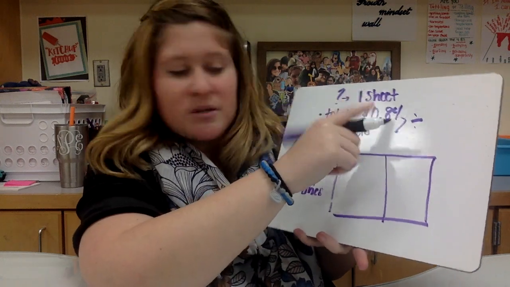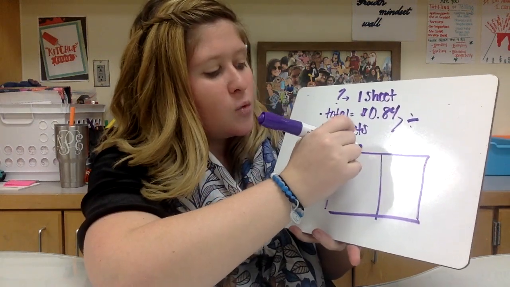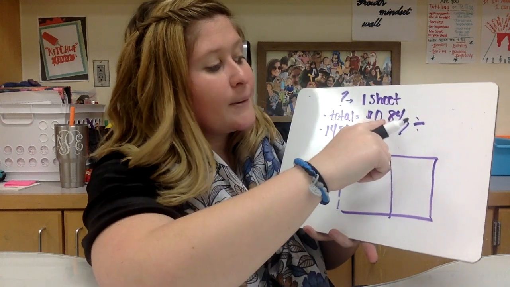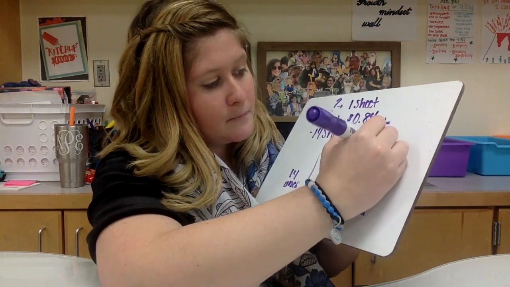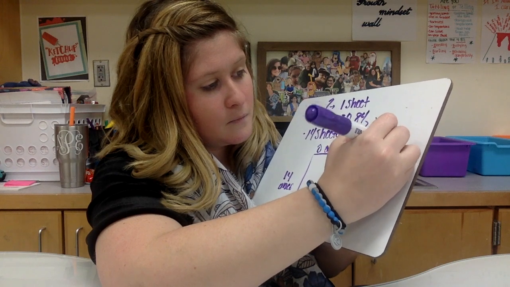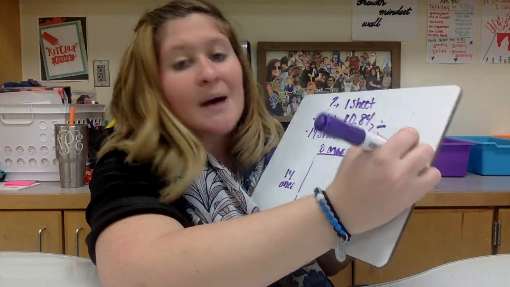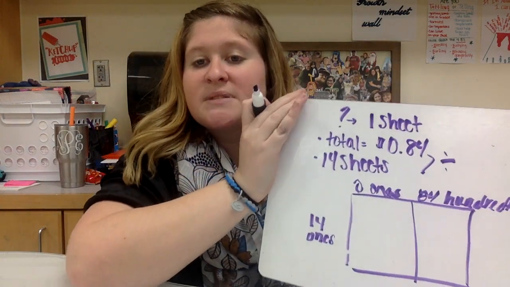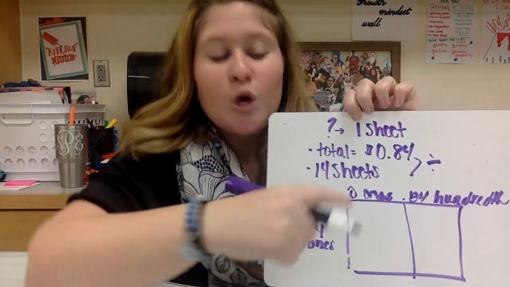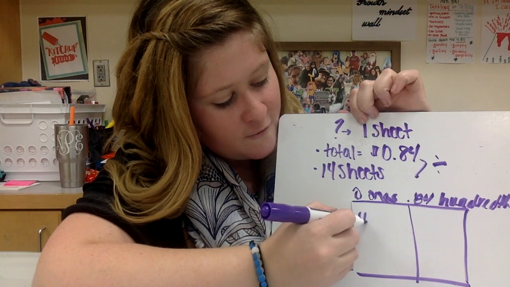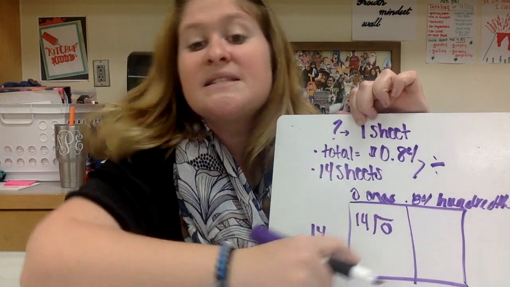Well, 0 is my whole number. So I'm going to write 0 ones. Then I'm going to write 84 hundredths. Remember, we're writing that place value word out so that it helps us later on to really know where we're at. Okay, so here I'm now doing 14 and I want to divide it into 0.